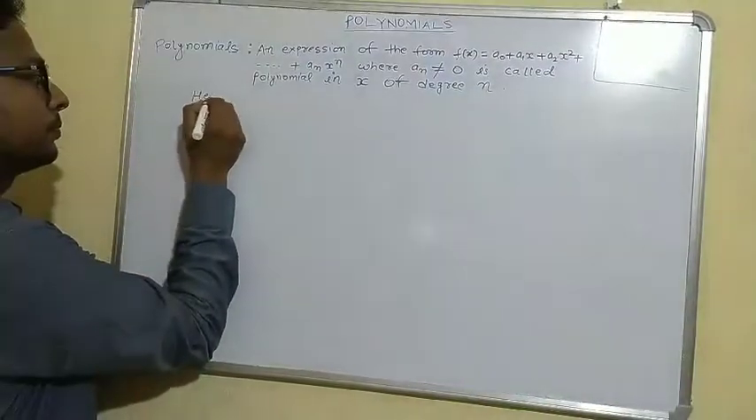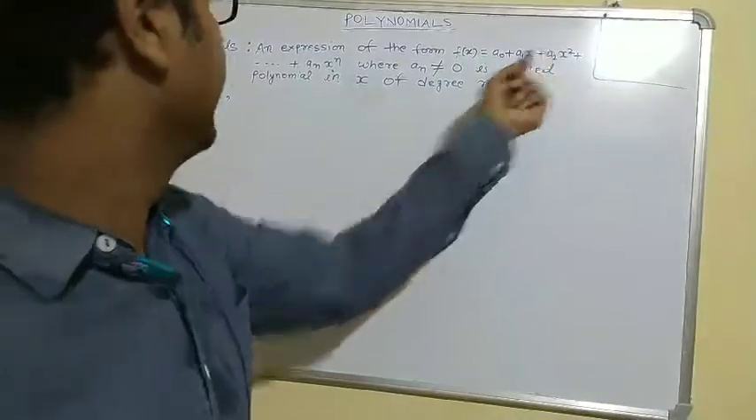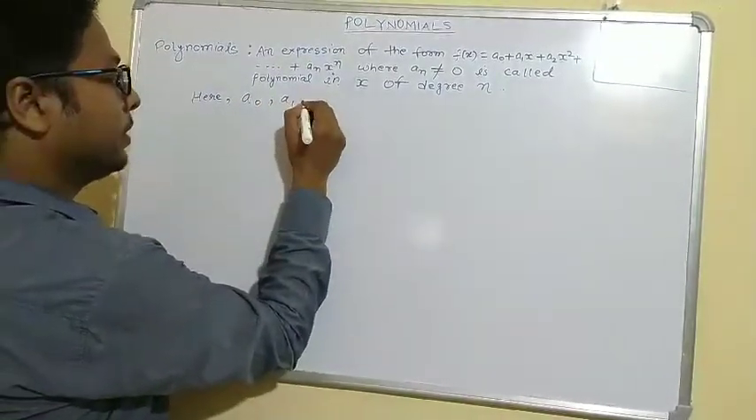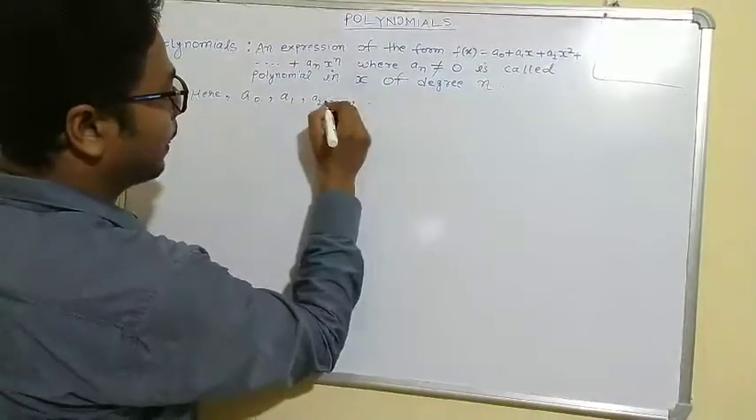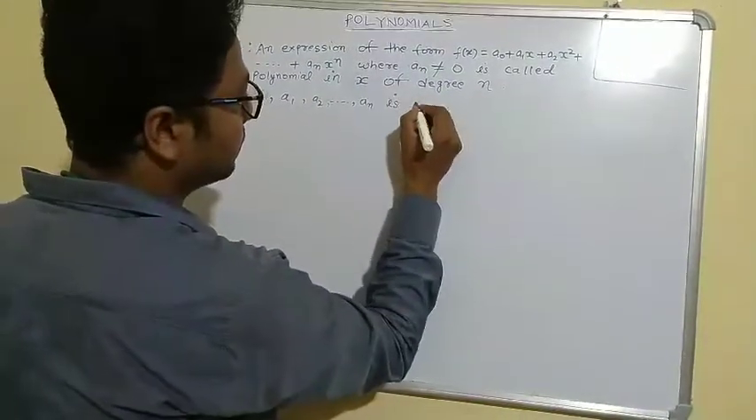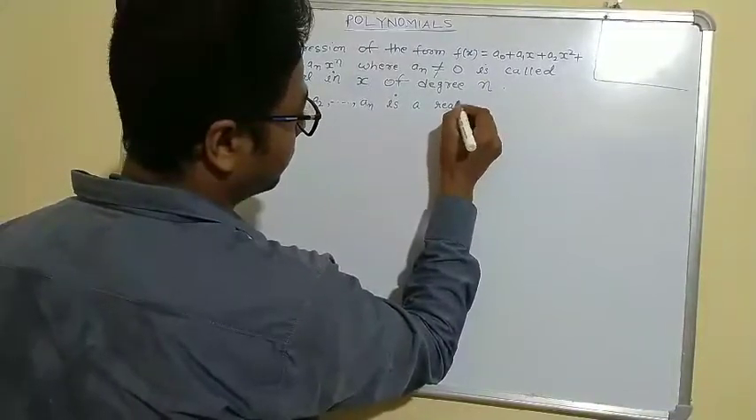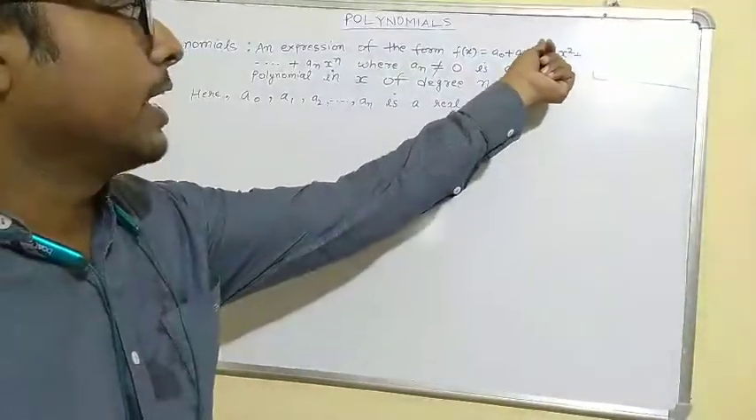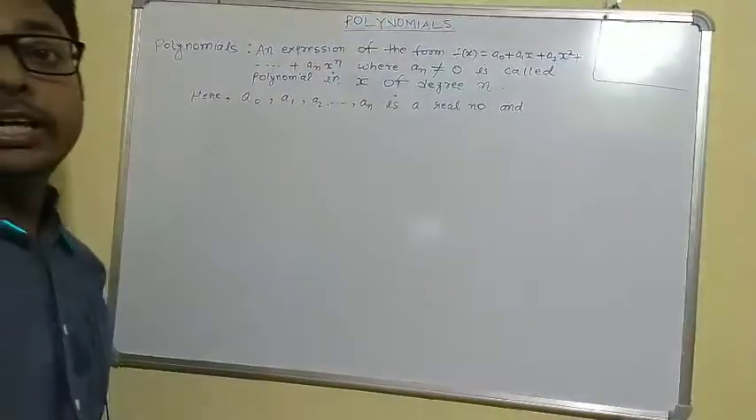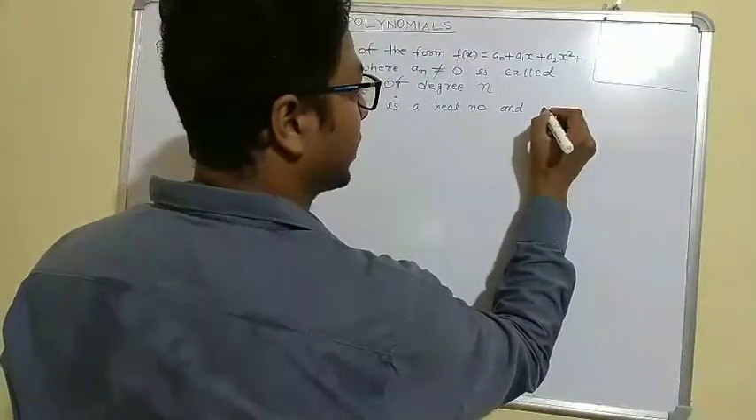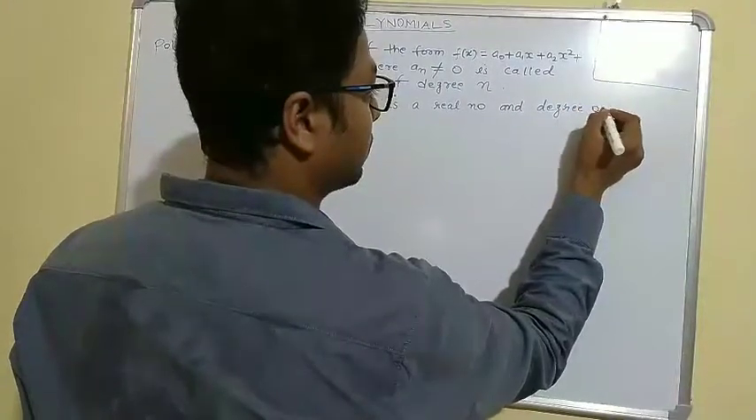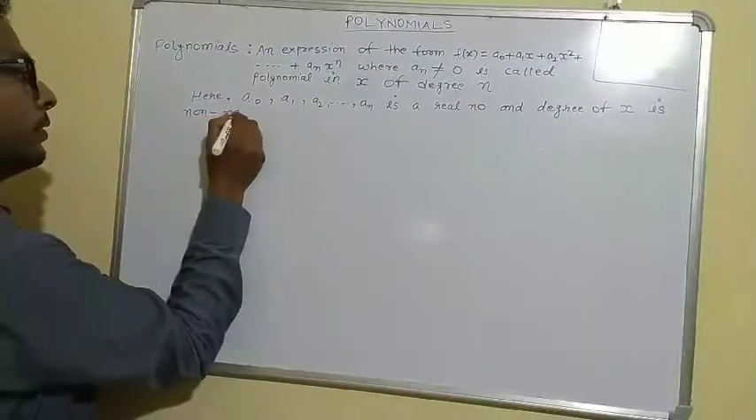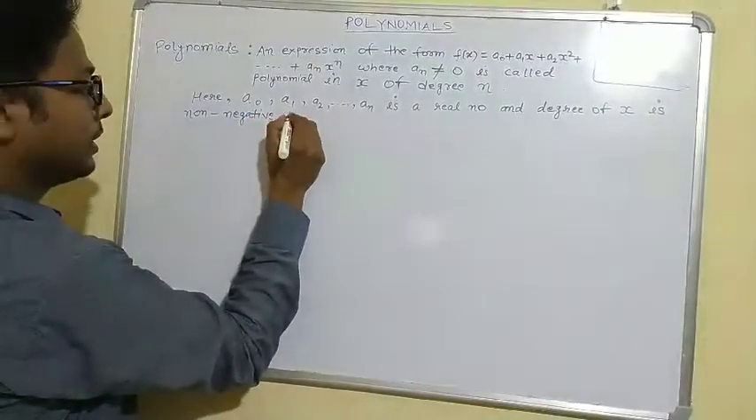Here a naught, a1, a2 up to an are real numbers, and the powers of x, that is x power 1, x power 2, up to x to the power n, are non-negative integers.